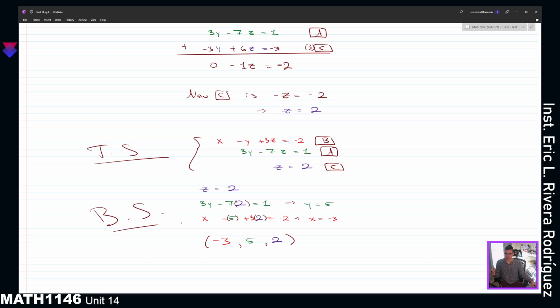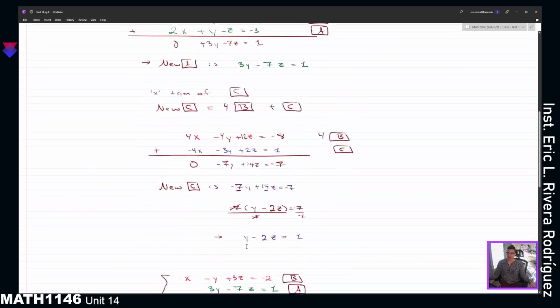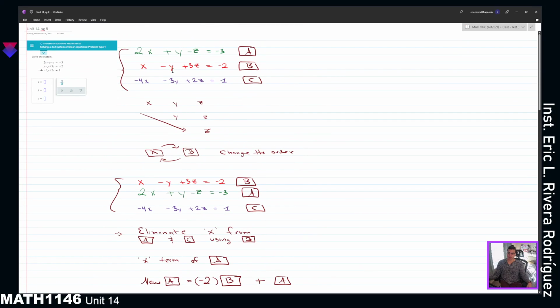You can go further and verify that your solution is correct by putting -3, 5, and 2 back into the written-up system. And those values need to hold true for all the equations in the system. Okay. Any question on this one?